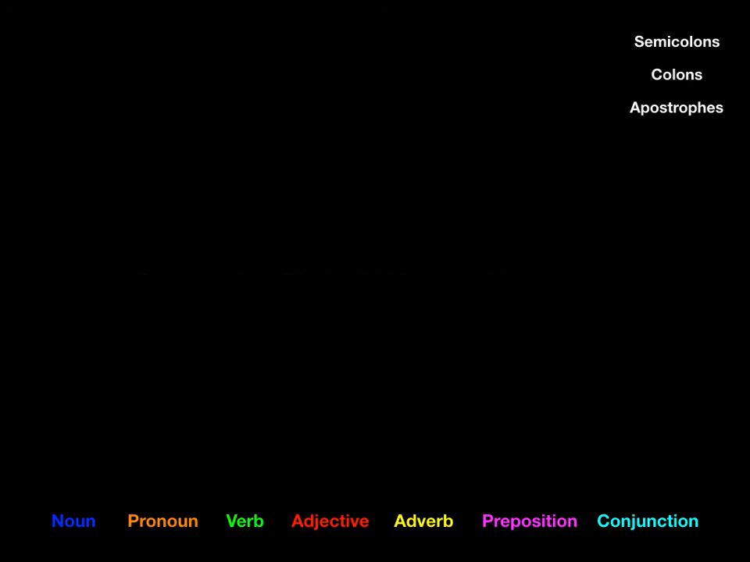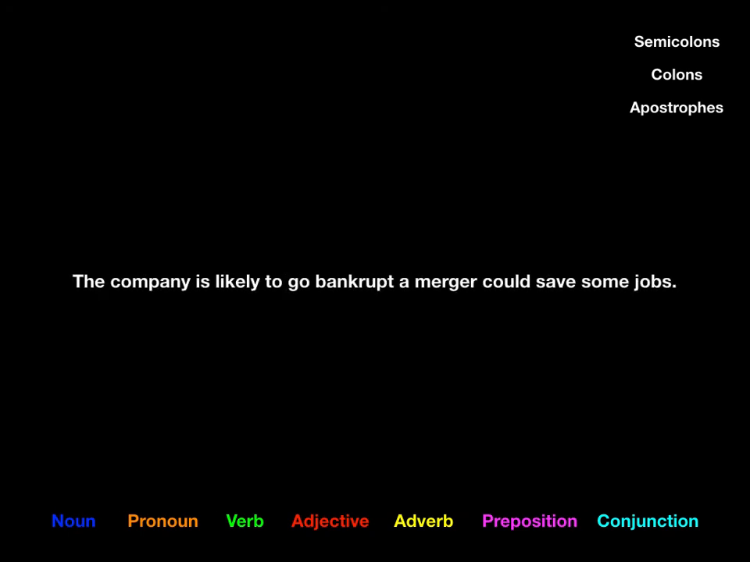Let's look at another example sentence. The company is likely to go bankrupt. A merger could save jobs. See if you can identify the error within this sentence. We can hopefully identify an error with semicolon usage.